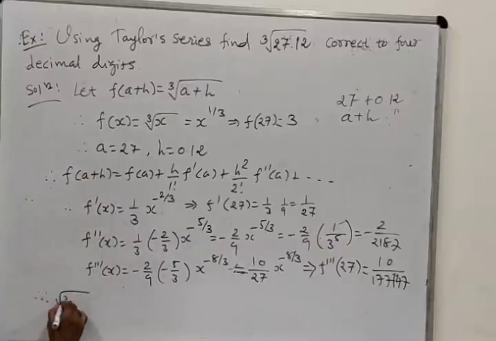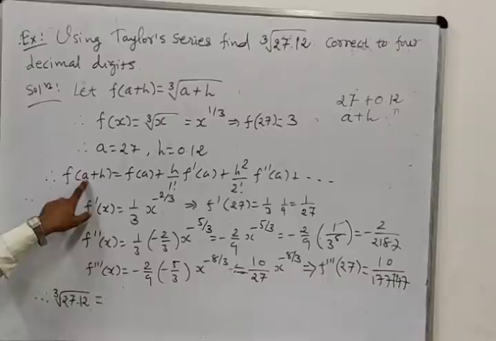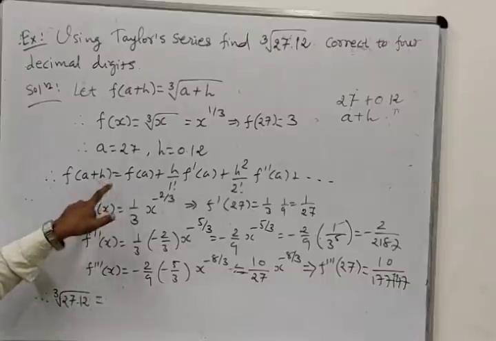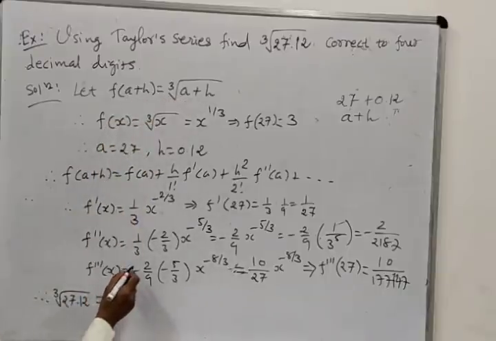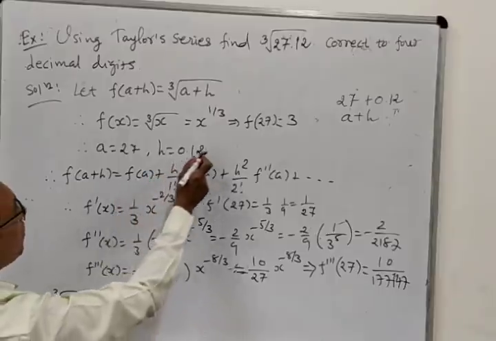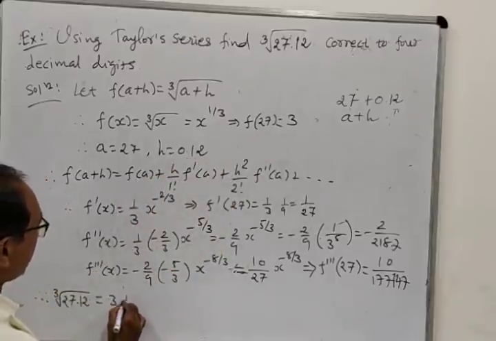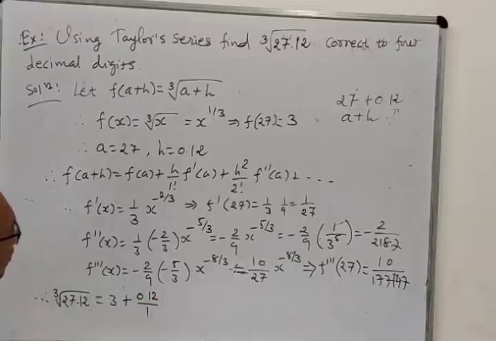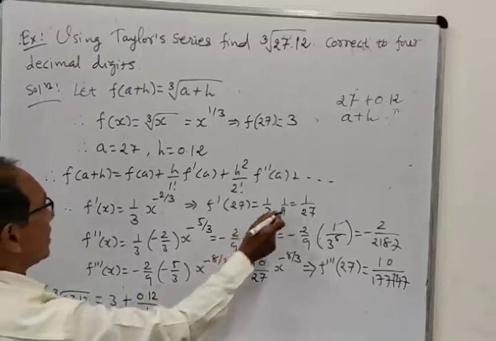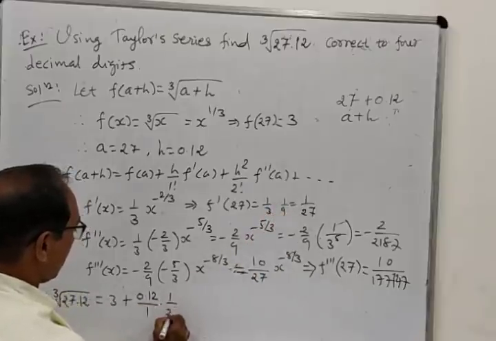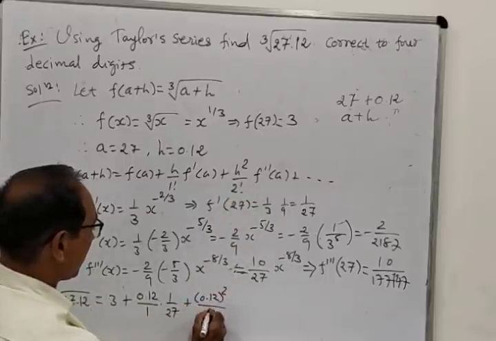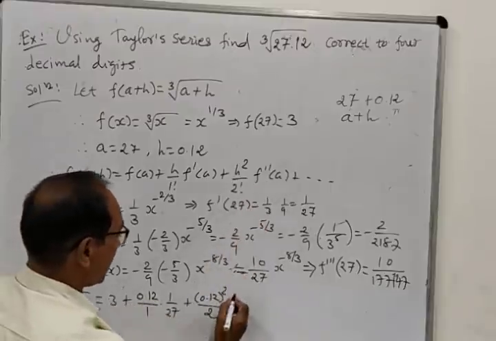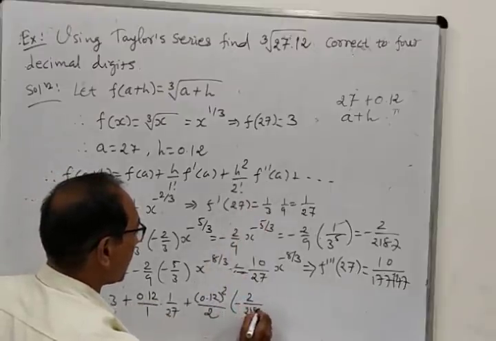Now f of a plus h is what? F of a plus h is nothing but the cube root of 27.12. You can see because a is 27 and h is 0.12. So 27.12, and the cube root of this one, because f of a plus h is this thing. Now we will put the value of f of a. F of a is 3, plus h, where h is 0.12, upon 1 factorial, 1 factorial is 1, into f dash a. F dash a is 1 upon 27. Plus here h square by 2 factorial: 0.12 whole square by 2 factorial, 2 factorial means 2, into f double dash a. F double dash a means minus 2 upon 2187.